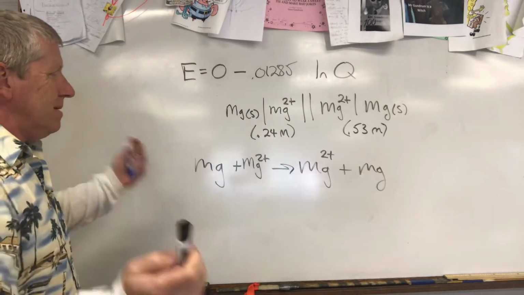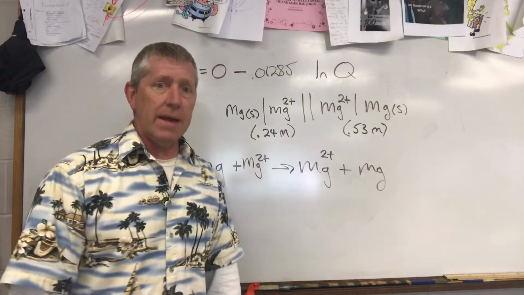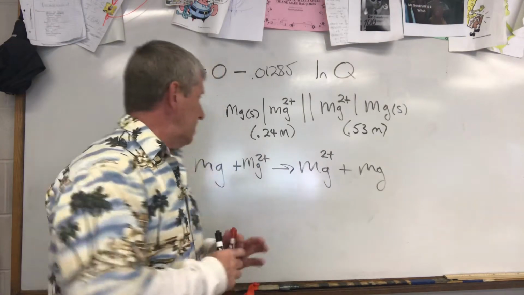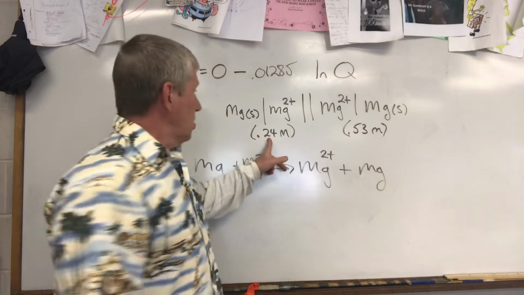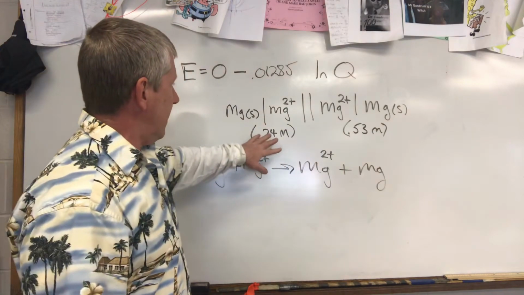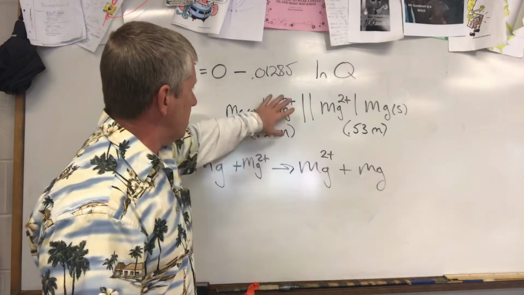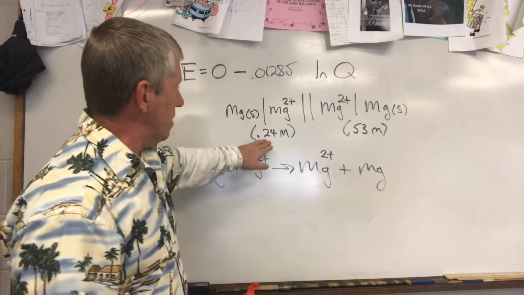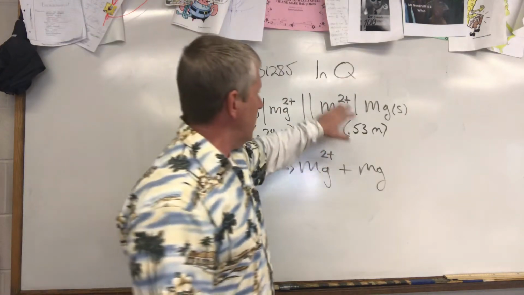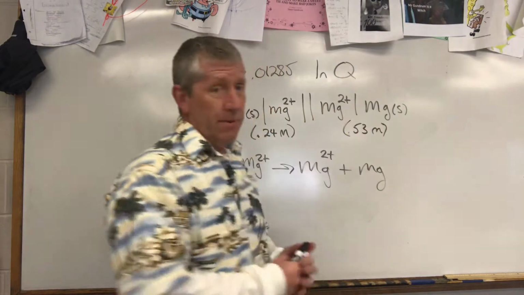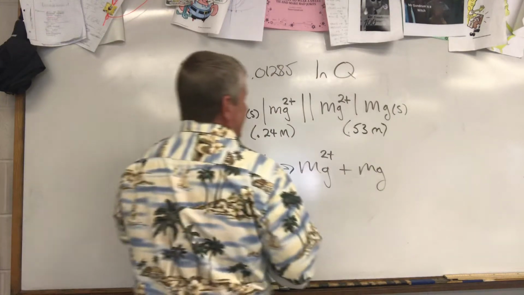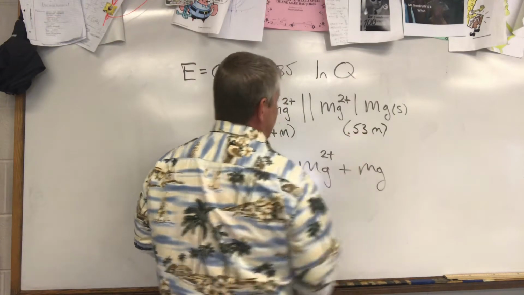That's what it's going to look like. And you might say, well, it looks the same on both sides. What difference does it make? What matters, remember, is the concentrations aren't the same. The Mg2 positive in solution here is only 0.24. The Mg2 positive in solution here is 0.53. So they're the same, yet different.